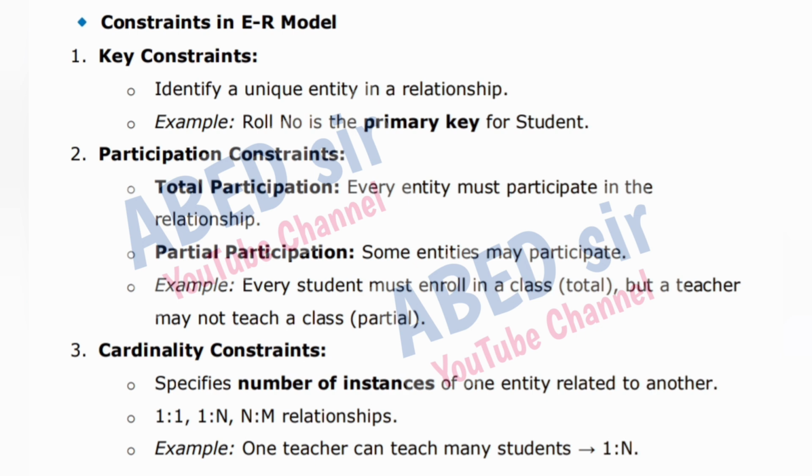Constraints in ER model. 1. Key constraints. Identify a unique entity in a relationship. Example, roll no is the primary key for student.